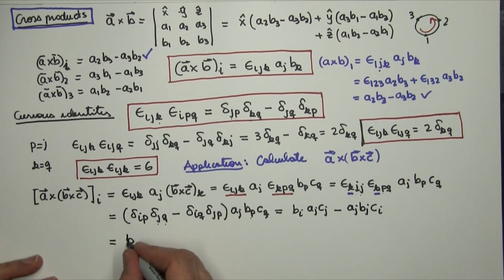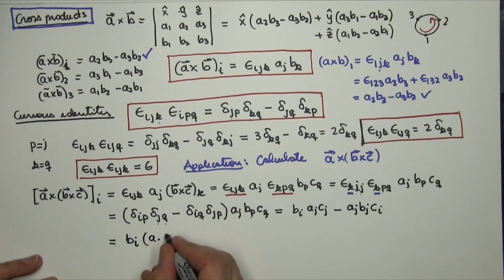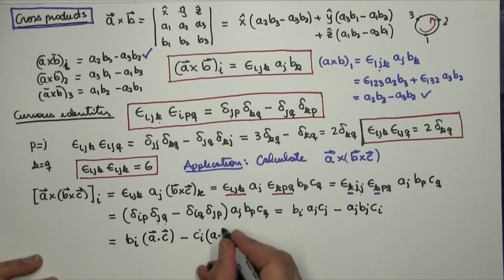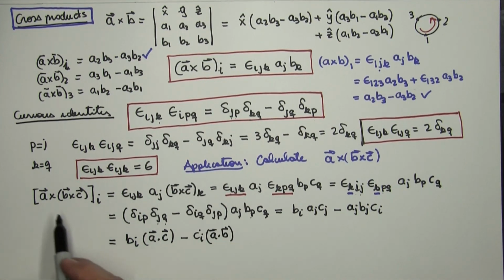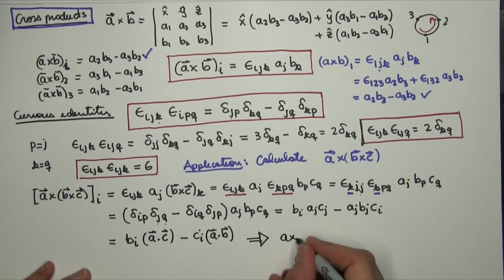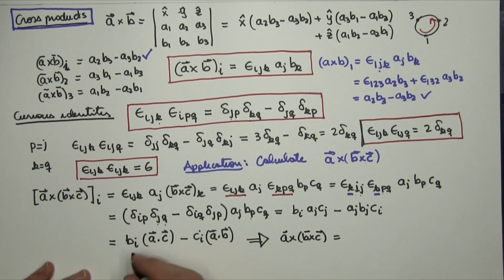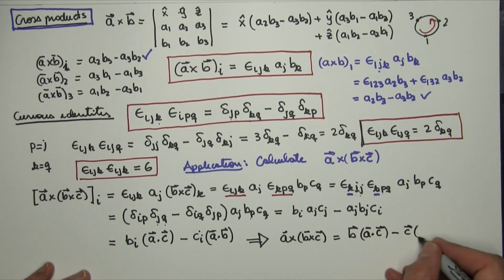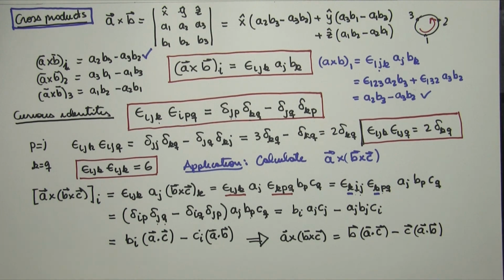Then you recognize that this is b i times the dot product of A with C. And this is c i times the dot product of A with B. So this is really it, because we have the ith component of this is the ith component of B times this number minus the ith component of C times this number. So we can forget about these components and just simply write the identity as A cross B cross C is equal to B times A dot C minus C times A dot B. And that's a famous vector identity that was derived with these methods of index manipulation.